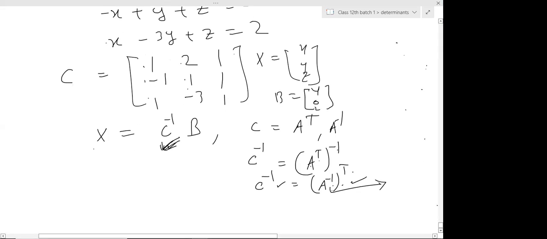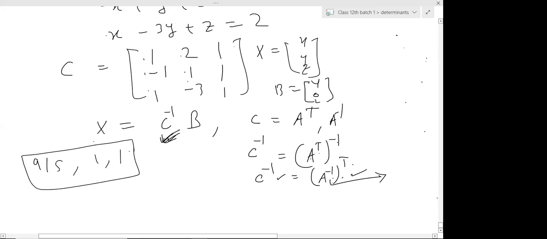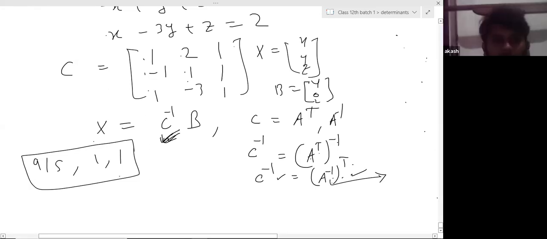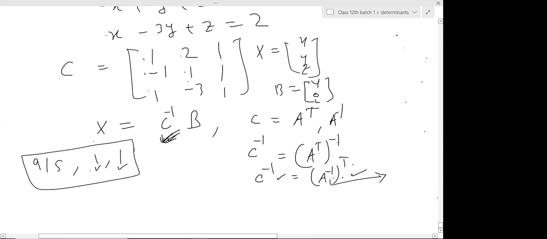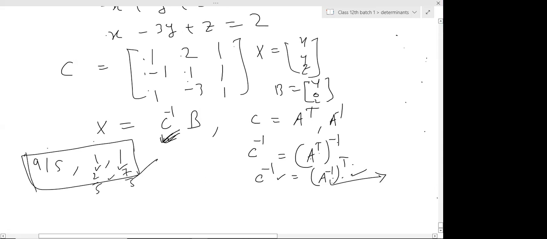Sir, I think X is 9 by 5, Y is 1, Z is 1. But I guess Y and Z are wrong. X is right. Is it 2 by 5 and 7 by 5? Absolutely right. 2 by 5 and 7. These are the absolutely correct answers.